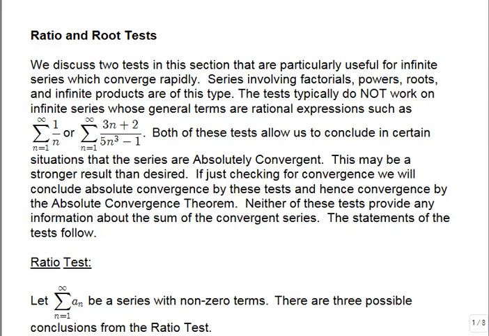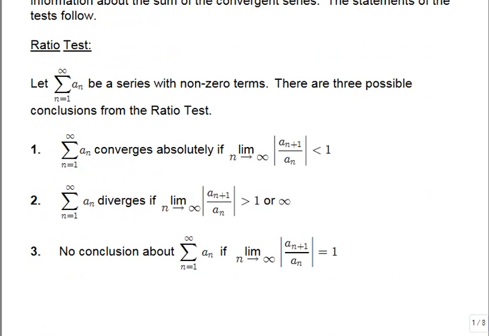So the first test is called the ratio test. What it says is that if you have a sum from 1 to infinity of a sub n, which is a series with non-zero terms, there are three possible conclusions from the ratio test. First, the series converges absolutely if the limit as n goes to infinity of the absolute value of the nth plus 1 term divided by the nth term is less than 1. Statement 2, the sum diverges if this limit is greater than 1 or infinity. And statement 3, no conclusion about the series can be made if the limit is equal to 1.